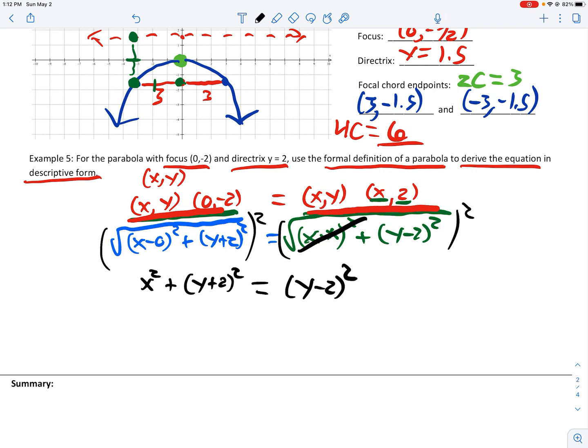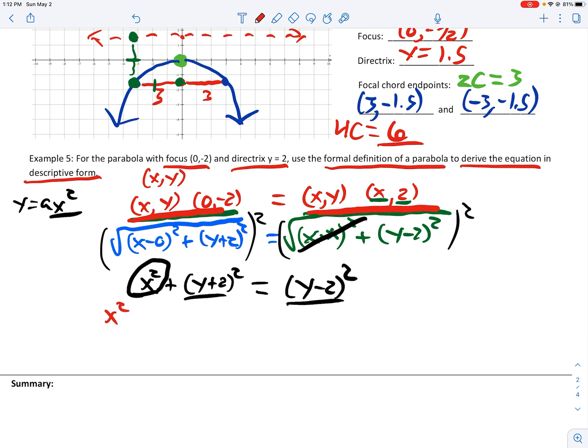Okay, so again, trying to get an equation, right? I want it in descriptive form, so I want it to look something like y equals ax squared. If I want it in that form, there's a lot of y's here, so I need to multiply all that out and try to combine and reduce some stuff, because 1x squared is fine. I already have that here, but I have too many y's. So let's FOIL all of this out.